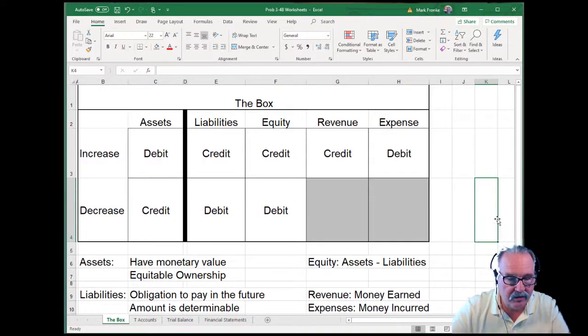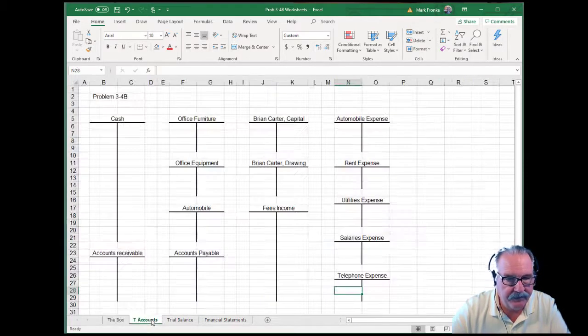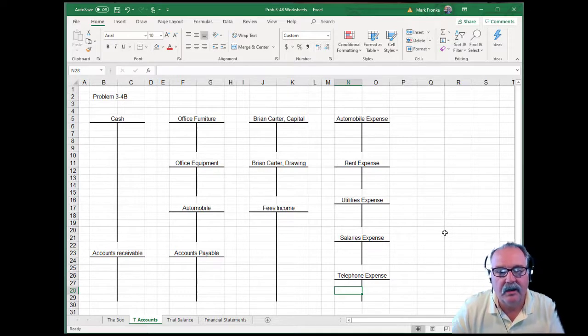I've provided you with some T accounts, and let's look at that. Here are the T accounts. We have a list of all of the accounts that are in our chart of accounts, and just keep in mind, always, debits are on the left, credits are on the right. That's why this T works so well in accounting, because we have a left and a right side. So debits are on the left, credits are on the right, every single time.